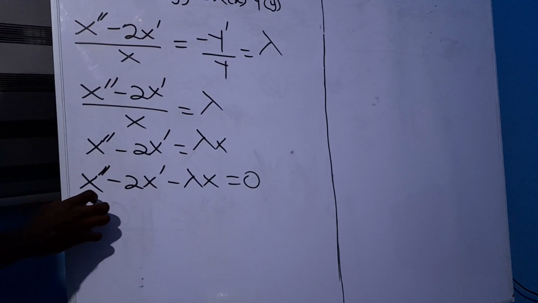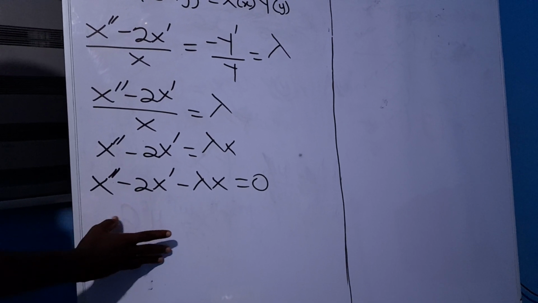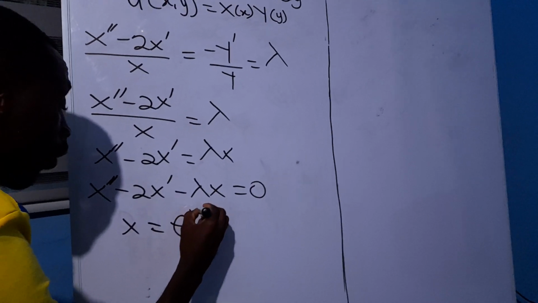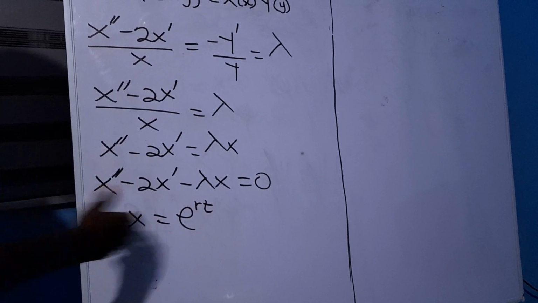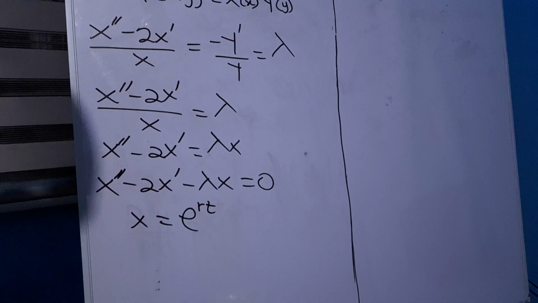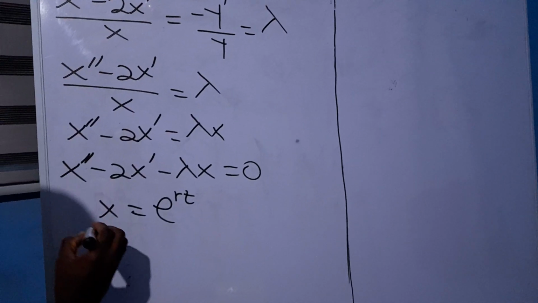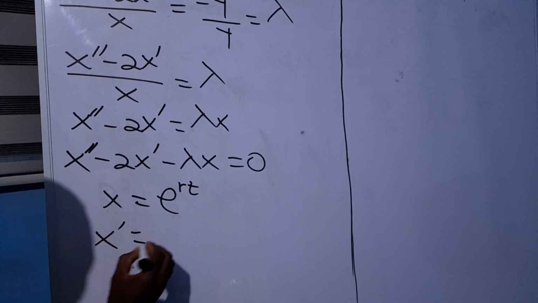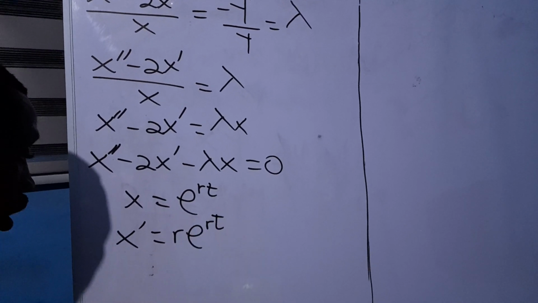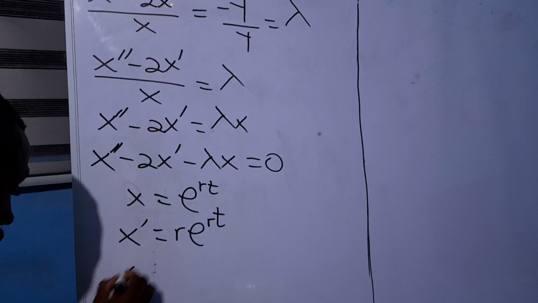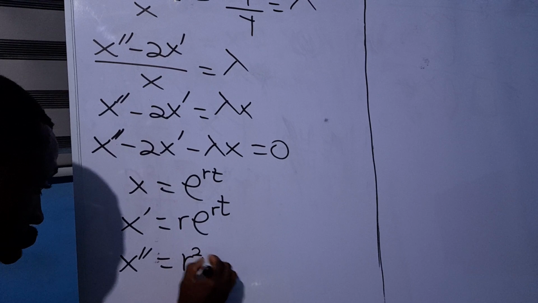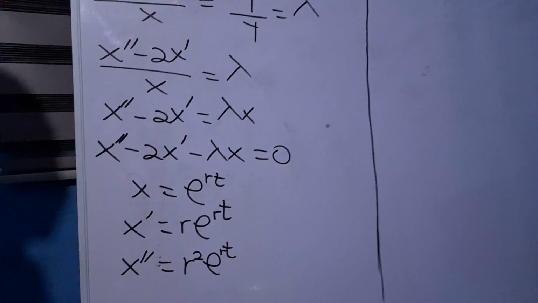So we assume that x is equal to e exponent r of t. We differentiate x with respect to t. So now our x prime will be equal to r e exponent r of t. Then our x prime prime will be equal to r squared e exponent r of t, when we differentiate again. This is from ordinary differential equations.